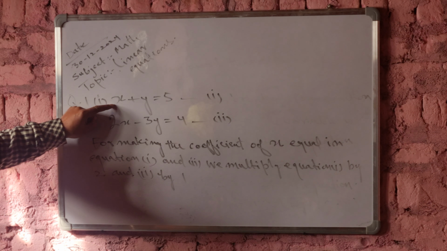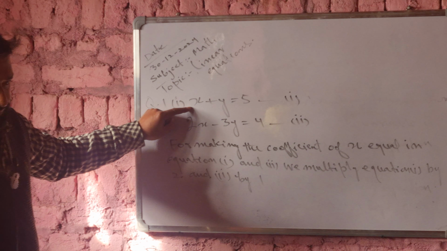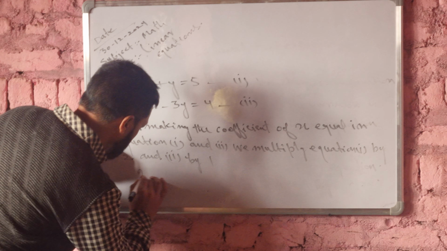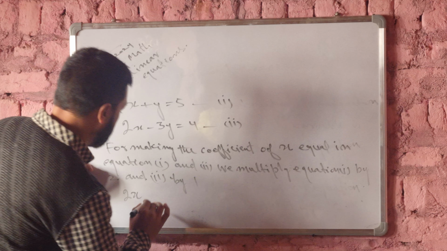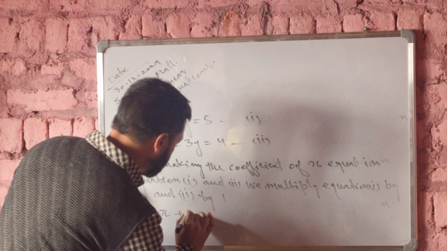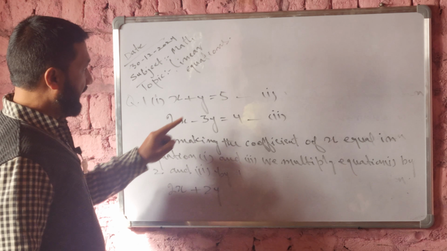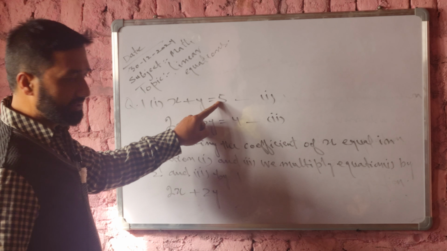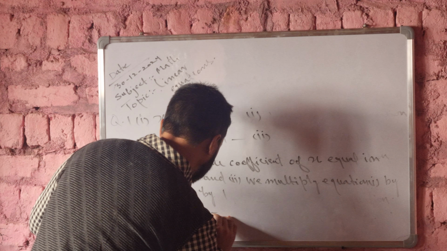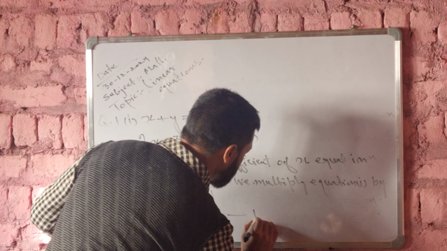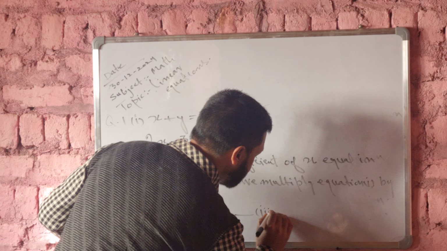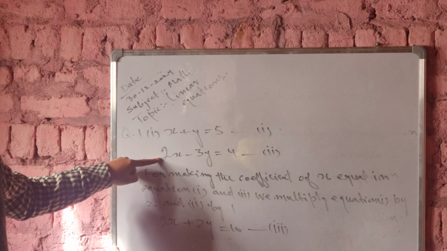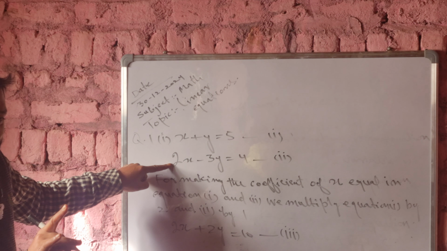When you multiply the first equation by 2, it becomes 2 into x, 2x, plus 2 into y, 2y. And when you multiply the constant term by 2, it becomes 2 fives are 10. Now this is the third equation. Is that clear to you? Yes.